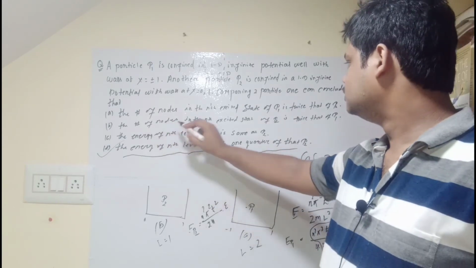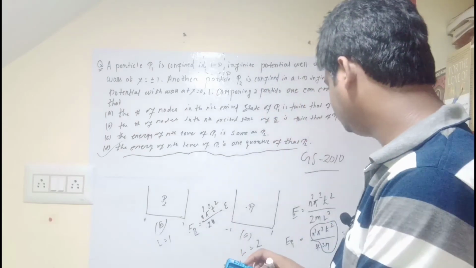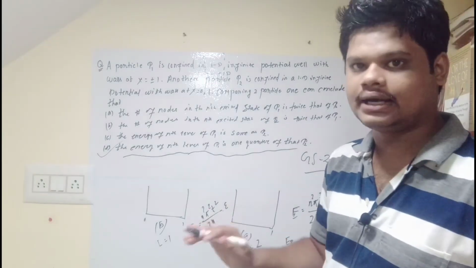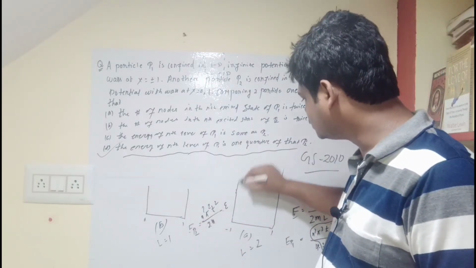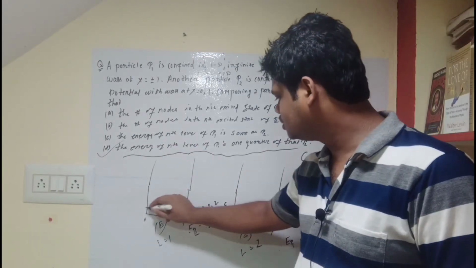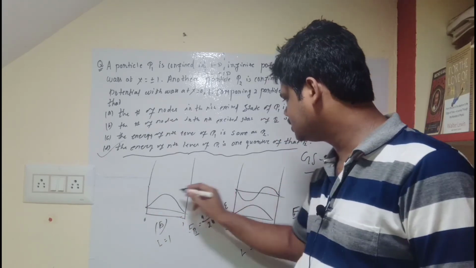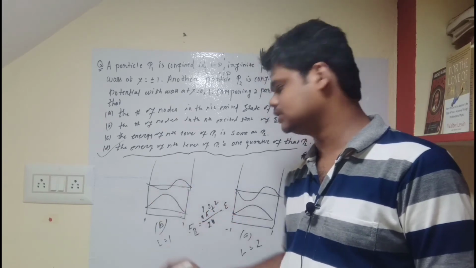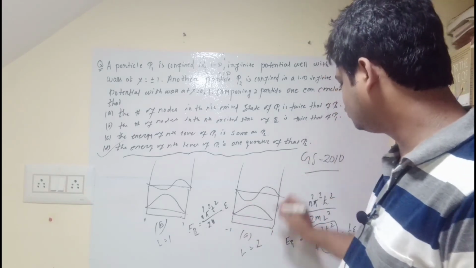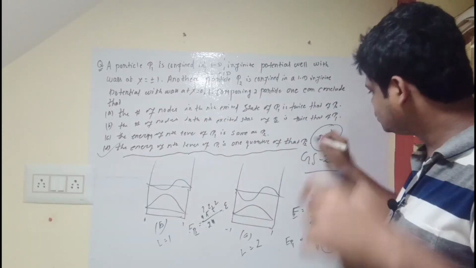Another thing is that the nodes are the same. Whether it's a symmetrical problem or an anti-symmetrical or non-symmetrical problem, the levels are the same. This will be the ground state, this is the first excited state, this is also the first excited state, and so on and so forth. So the number of nodes will always be n minus 1.